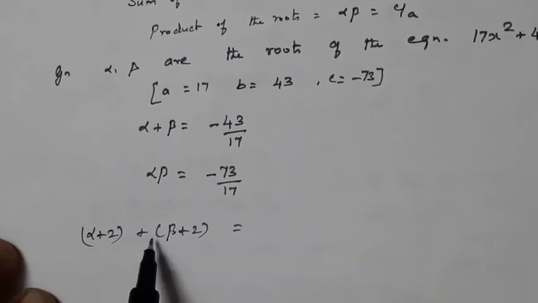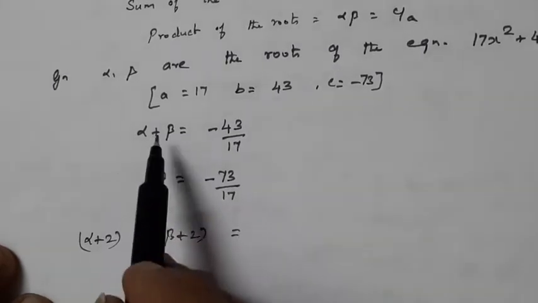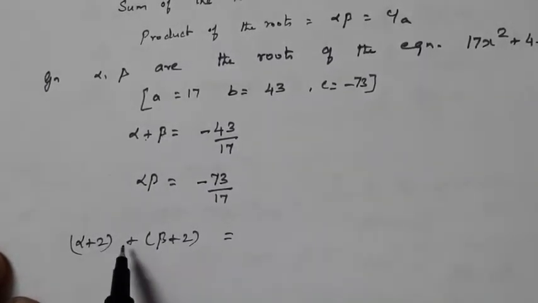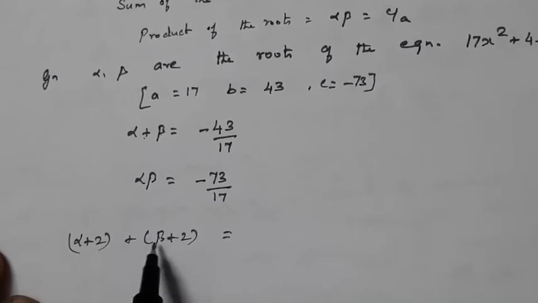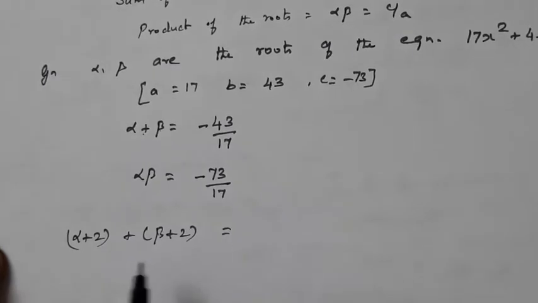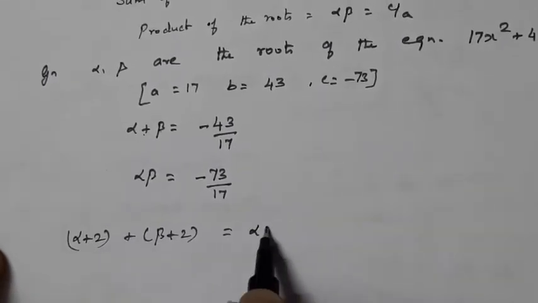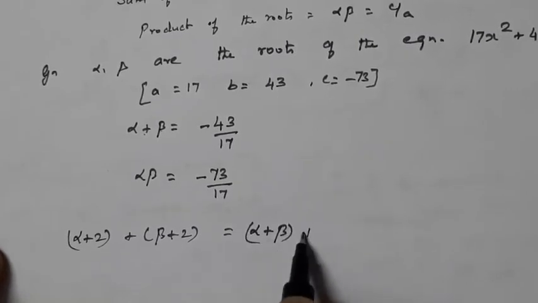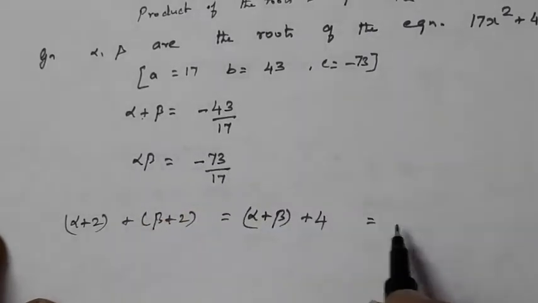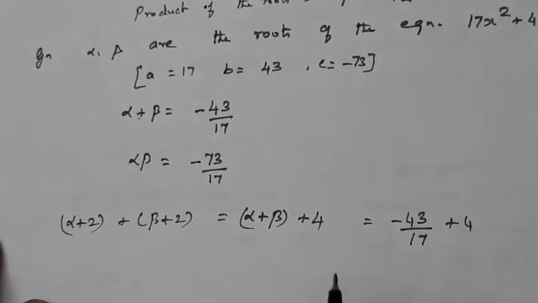So, alpha plus 2 plus beta plus 2. In order to find this, you have to use this relation alpha plus beta and alpha beta. So, whatever has been given, you have to convert into the form alpha plus beta and alpha beta so that we can apply their values. So, in order to get the sum alpha plus 2 and beta plus 2, we can rewrite it as alpha plus beta plus 2 plus 2 is 4. Now, we can substitute the value of alpha plus beta as minus 43 by 17 plus 4. Okay.